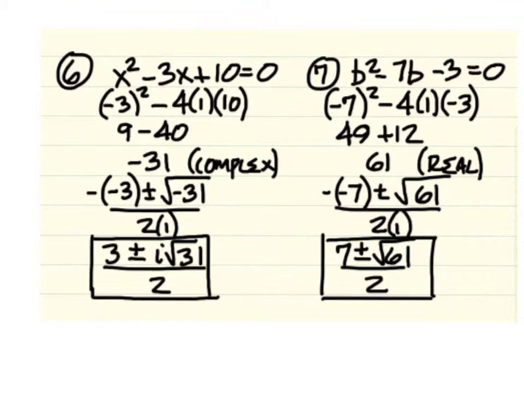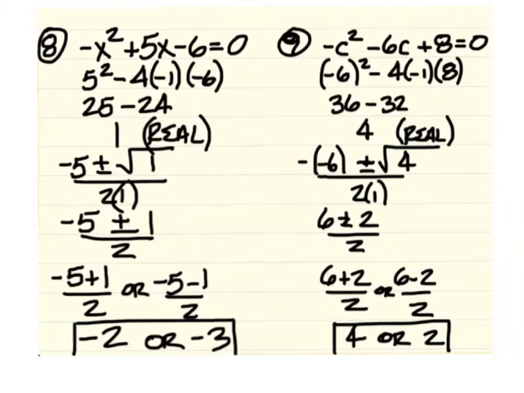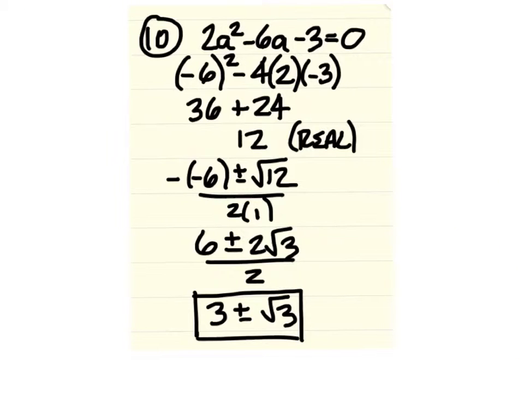6 is 3 plus or minus i square root of 31 over 2. 7 is 7 plus or minus the square root of 61 over 2. 8 is negative 2 or negative 3. 9 is 4 or 2. 10 is 3 plus or minus the square root of 3.